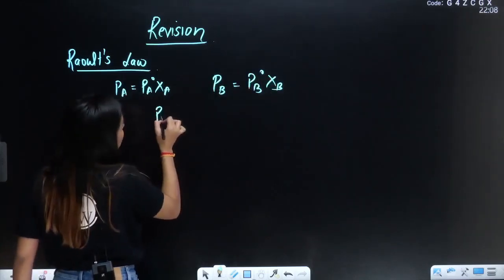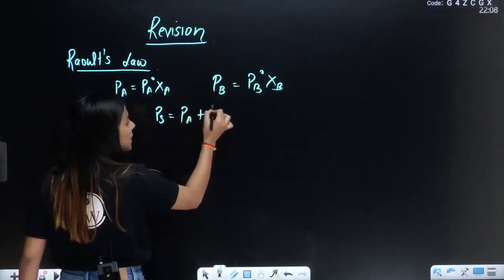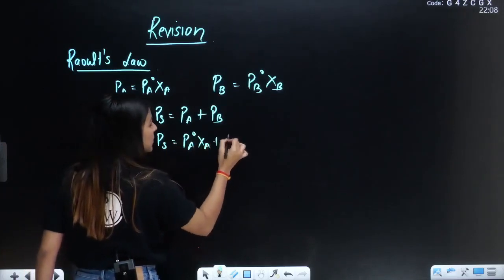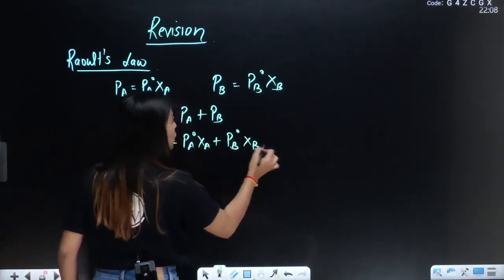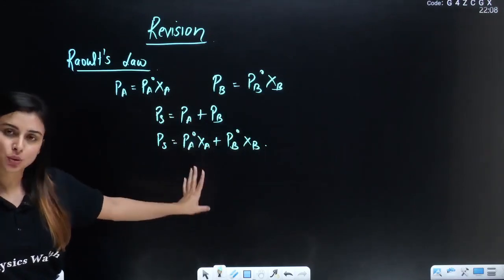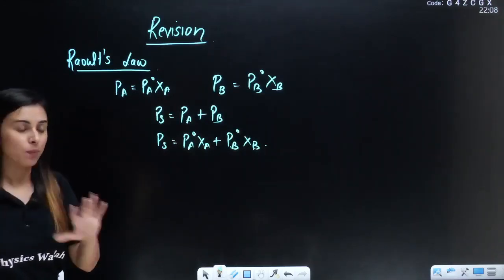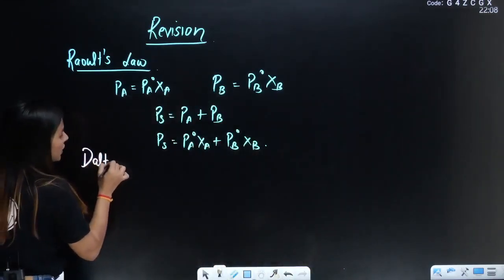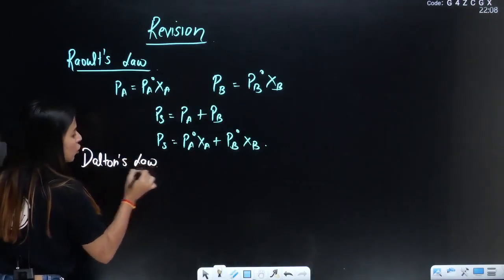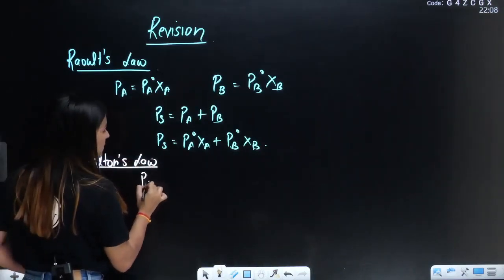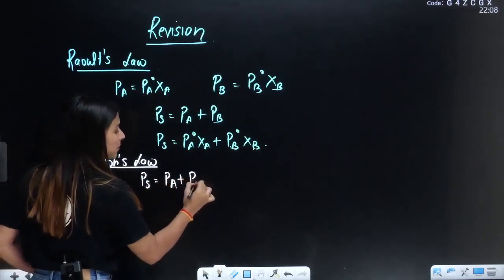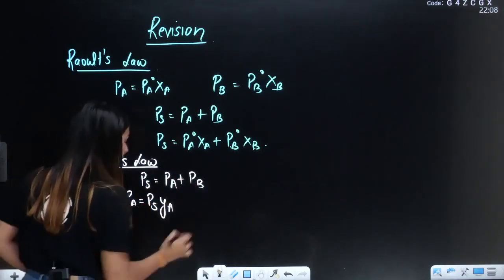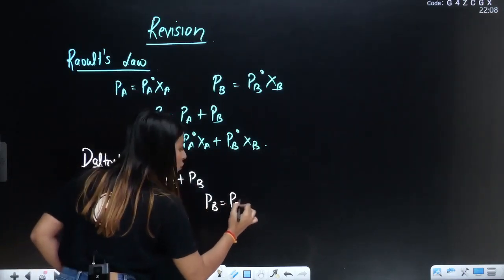Okay, and you need to know that PS is equal to PA plus PB. So PS is equal to PA naught XA plus PB naught XB. If you know this, you can solve all the questions related to this. I think everything is clear till now. Now, next part is your Dalton's law. Let's talk about Dalton's law. From Dalton's law, you just need to know that PS is equal to PA plus PB. Okay, and PA is equal to PS into Y of A, and PB is equal to PS into Y of B.